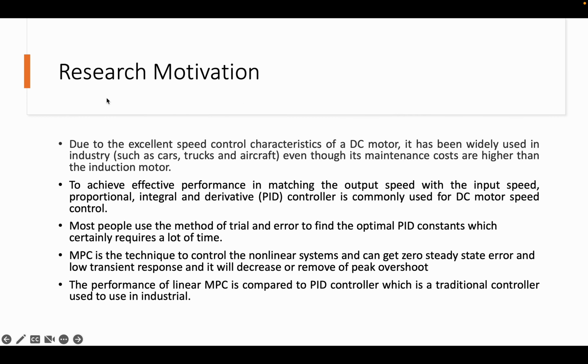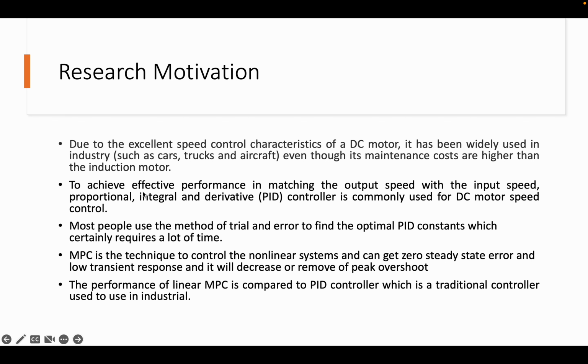So this is my research motivation. Due to the excellent speed control characteristics of the DC motor, it has been widely used in industry, such as in cars, trucks, and aircraft. Even though, the maintenance of the DC motor is higher than that of the induction motor.